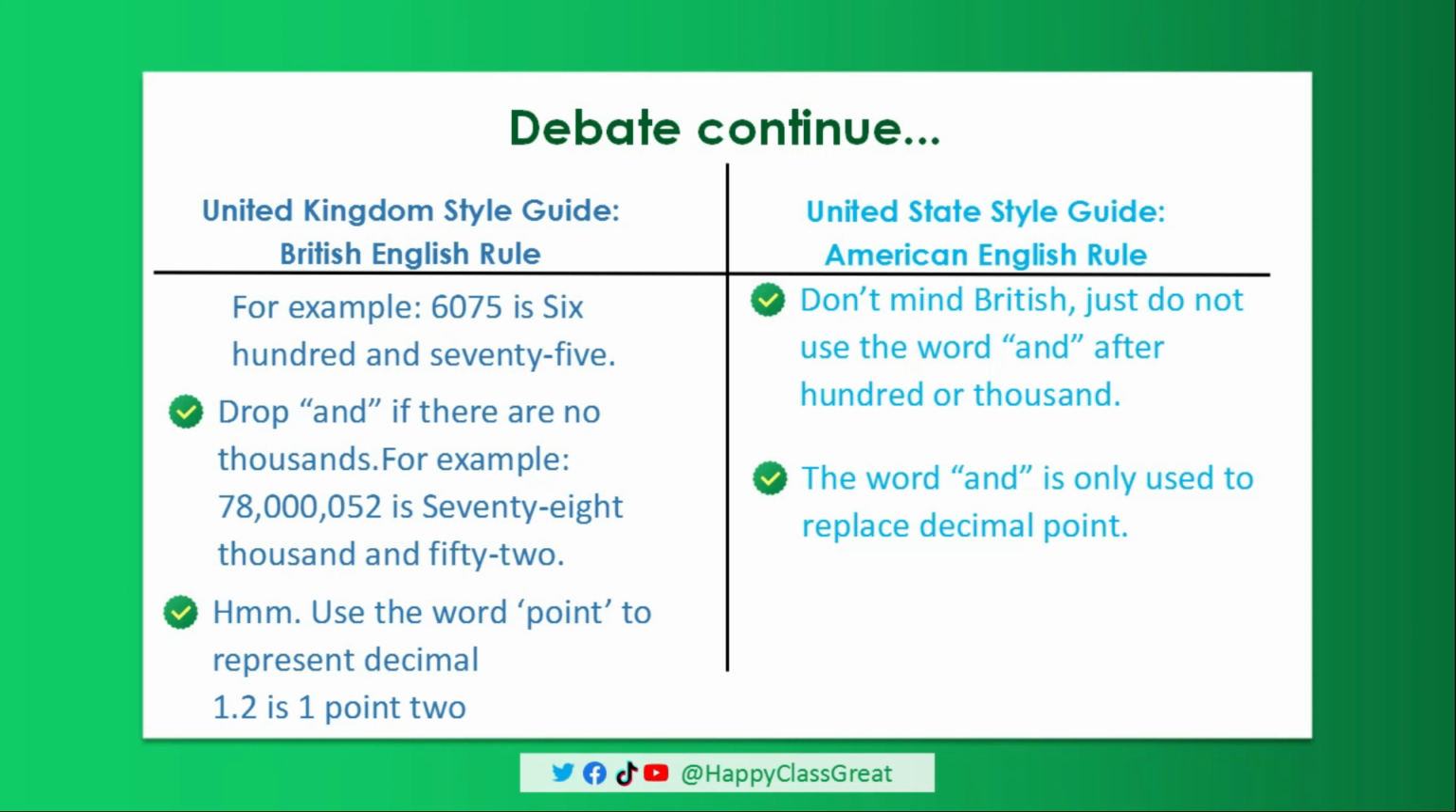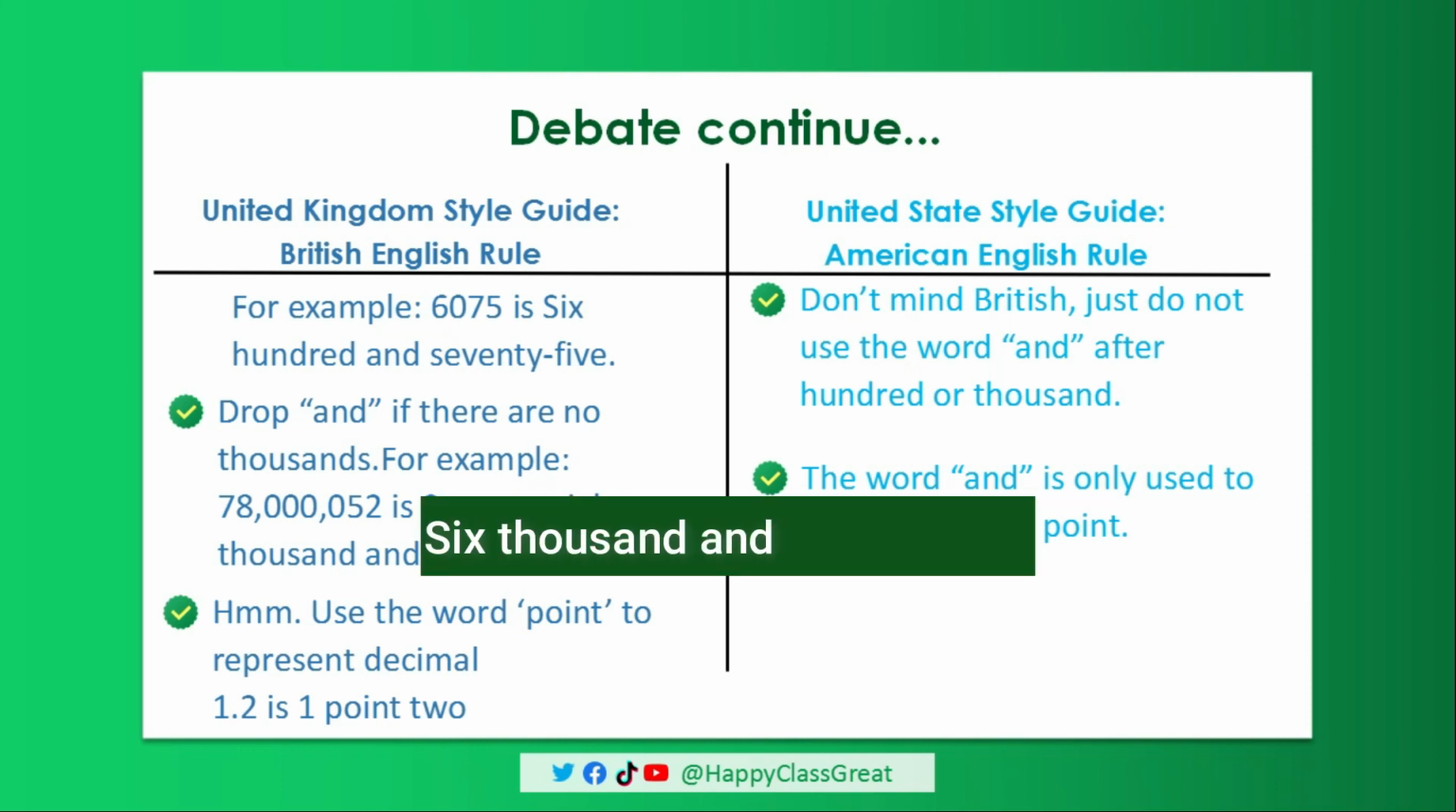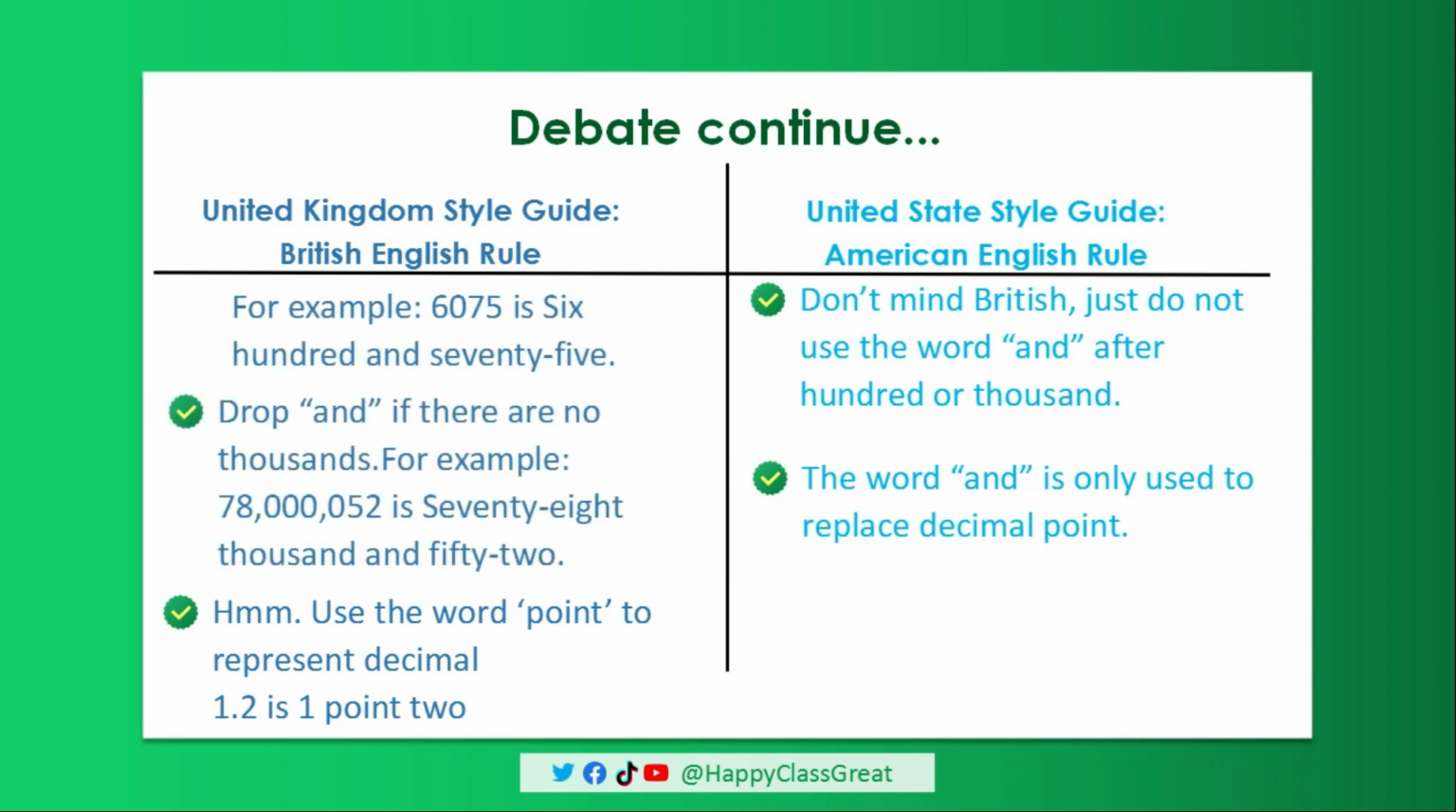That would be 600. That means 657. I think I made a mistake there. That should be 6057. It's not 600. 6075. So that's a mistake there. Then, so don't drop "and" if there is no thousand.